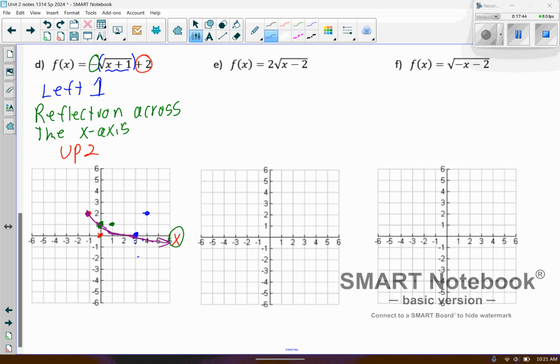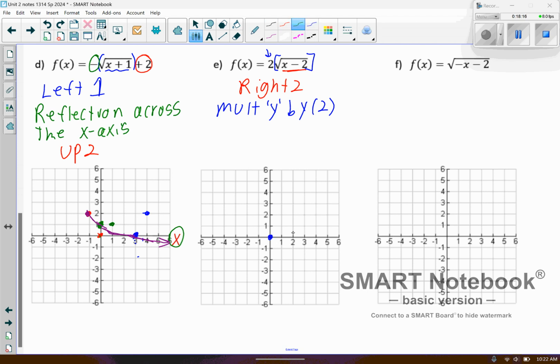All right, our next one. So we're going to start with going right 2. And then here, this is causing a stretch by a factor of 2 to our y values. So basically, you're going to stretch vertically by a factor of 2. I like to just put it in terms of multiply y by 2. But technically, if they were asking for a description, it would be a vertical stretch of a factor of 2. So once again, let's plot those points.